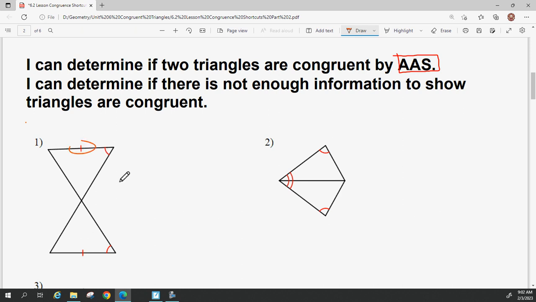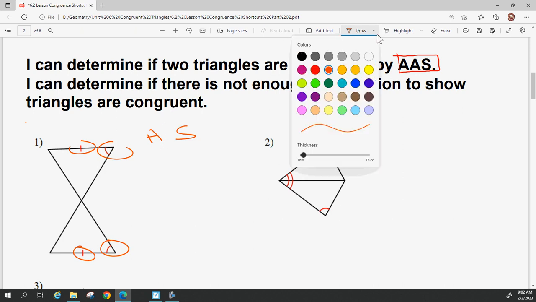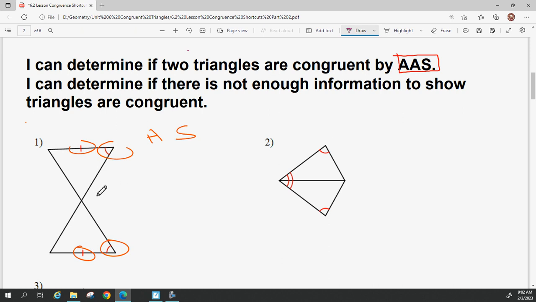So much like in the other problems, I'm going to identify what I have. I have a pair of sides. I have a pair of angles. And I need to go look to see if I have anything like vertical angles or reflexive property in this picture. I have vertical angles here. They're always going to be congruent, so that is another pair of angles.